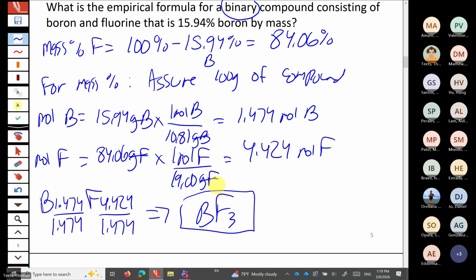All right. So that's the steps we take for mass percent, which again are identical. We just convert the percentages to grams by assuming that we have 100 grams of compound. All right. So that's how we get the empirical formula.